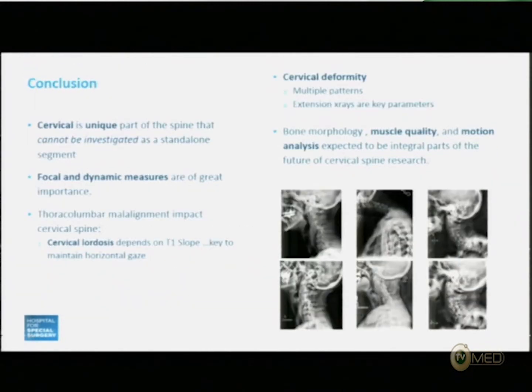So let me conclude. In conclusion, the cervical spine is very difficult to look at alone. More and more, I think that we need to look at the cervical spine versus what is happening below, with an X-ray or just with your clinical evaluation. The dynamic impact seems to be way greater than just a static measurement. Cervical deformity cannot be defined with just one parameter, it is a pattern.